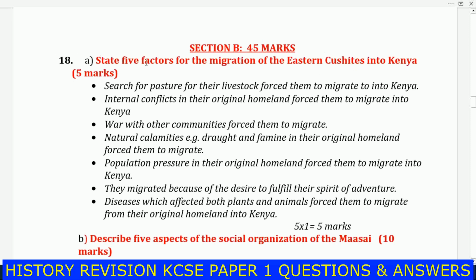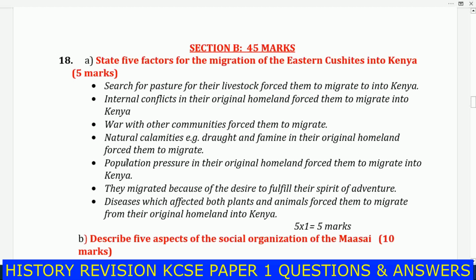Question number 18. State 5 factors for the migration of the Eastern Kushites into Kenya. What were the factors that led them to migrate? Number 1, they were searching for pasture for the livestock. Number 2, internal conflict in their original homeland forced them to migrate. Number 3, war with other communities forced them to migrate. Number 4, natural calamities, e.g. famine and drought in their homeland.